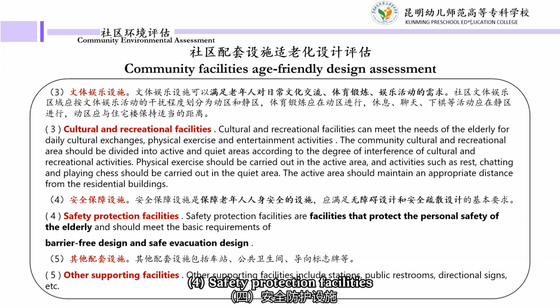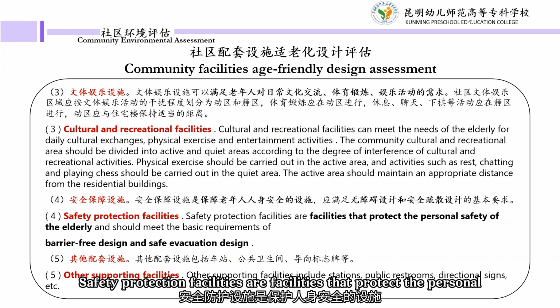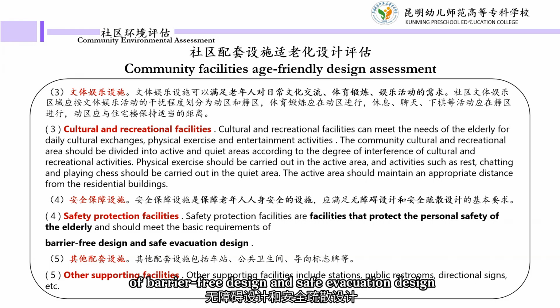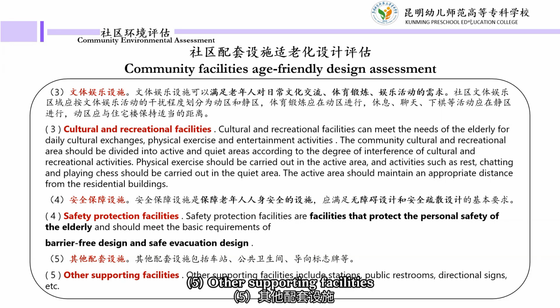4. Safety protection facilities. Safety protection facilities are facilities that protect the personal safety of the elderly and should meet the basic requirements of barrier-free design and safe evacuation design. 5. Other supporting facilities. Other supporting facilities include stations, public restrooms, directional signs, etc.